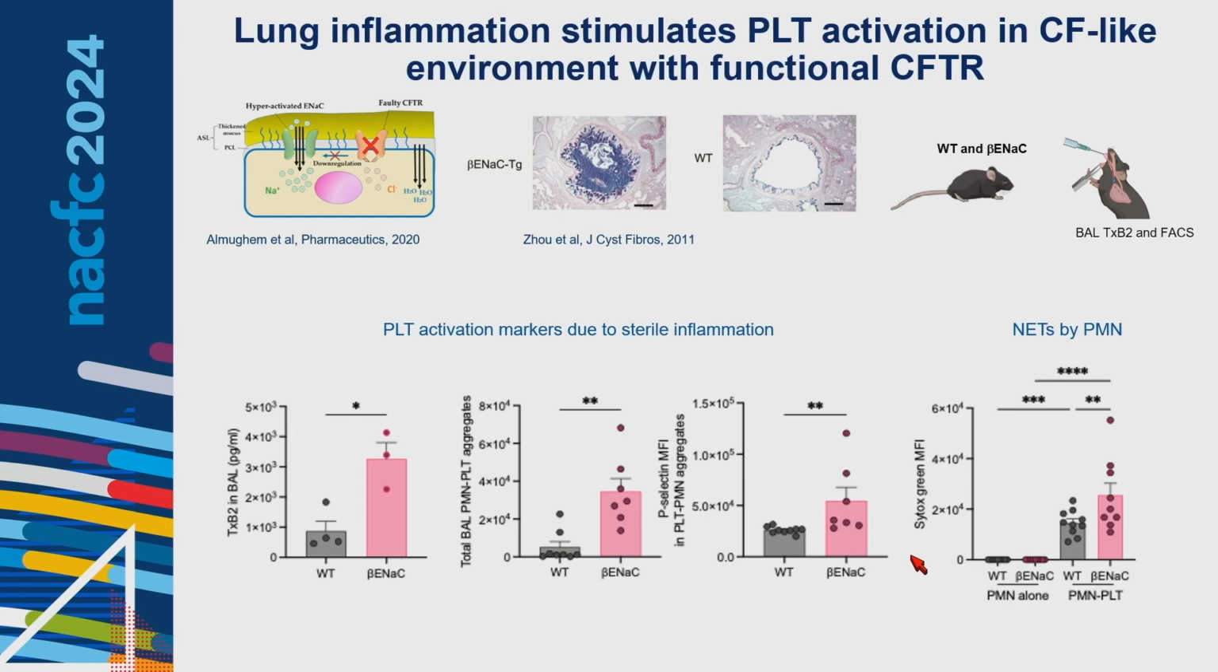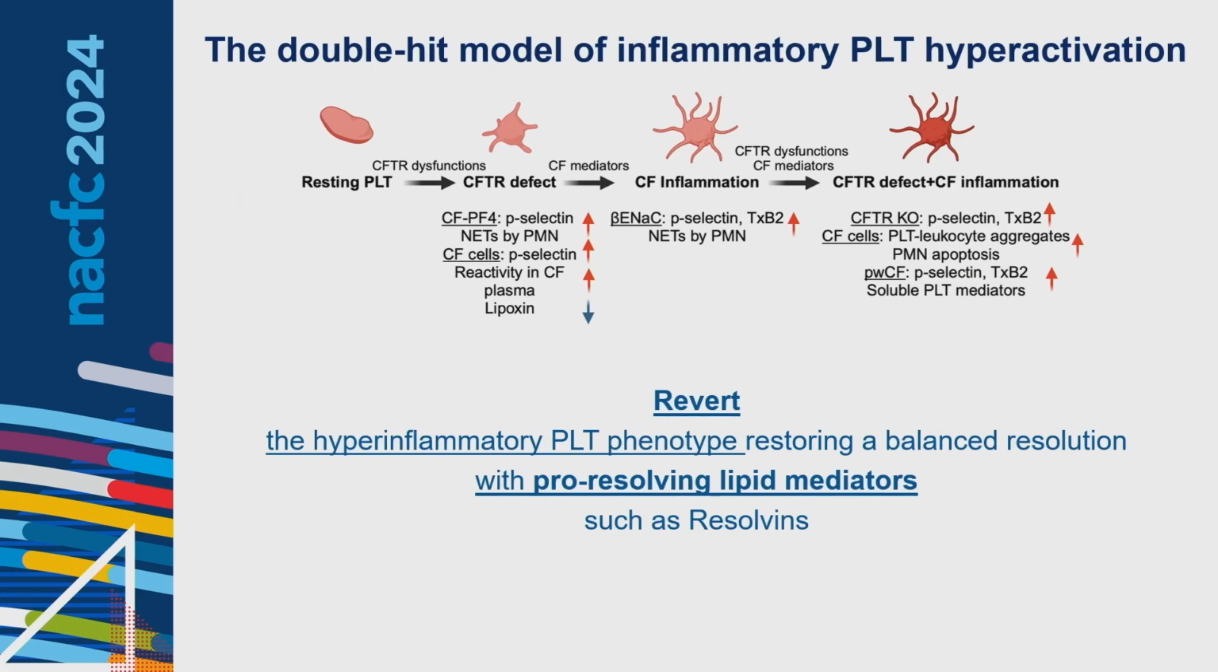And also, very importantly, we found that neutrophils in these mice release neutrophil extracellular traps only when they are bound to platelets. And this release is further increased in beta-ENaC mice, corroborating that platelets are indeed key drivers of lung inflammation.